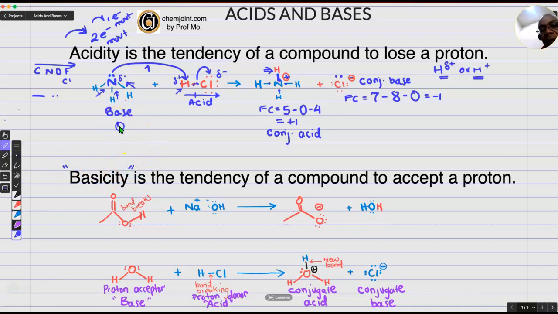Which I've already defined here, but I will give you another example. It's the tendency of a compound to accept a proton, which is what ammonia did. So here, who's gonna be the base? Who's gonna be the acid? I'll use the same idea, but this time I have an ionic compound.